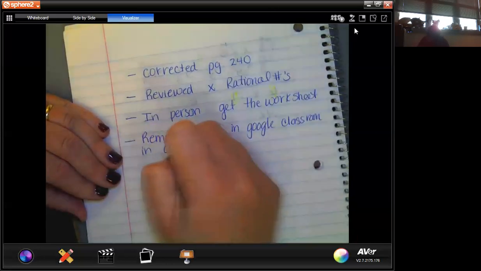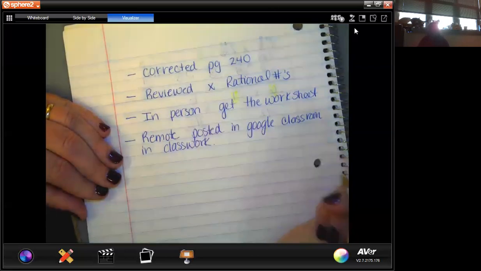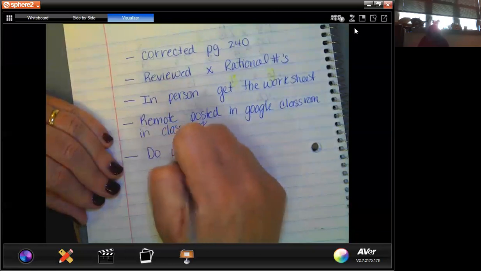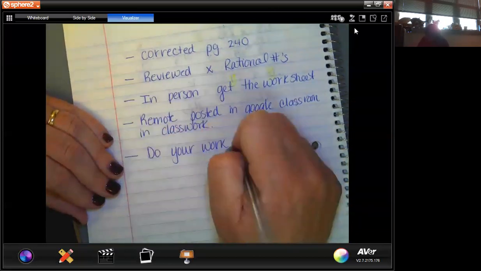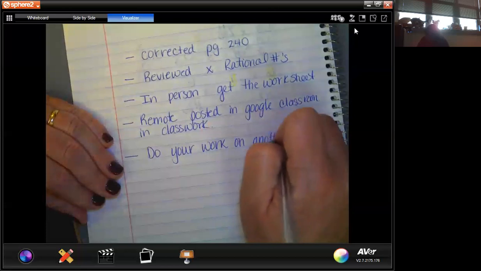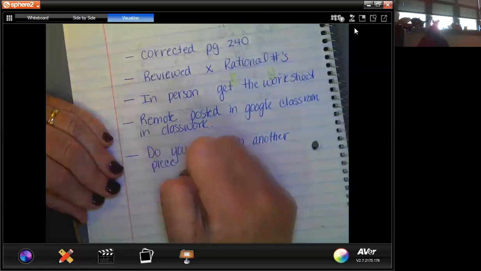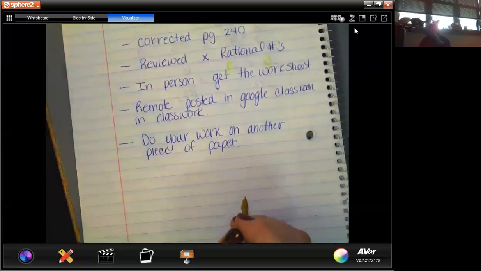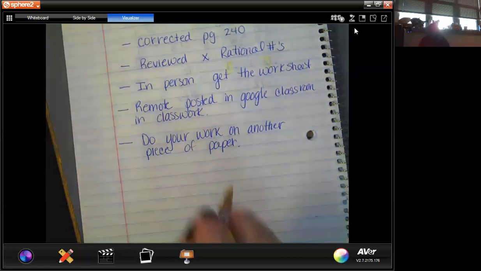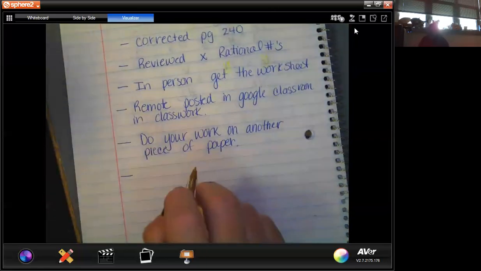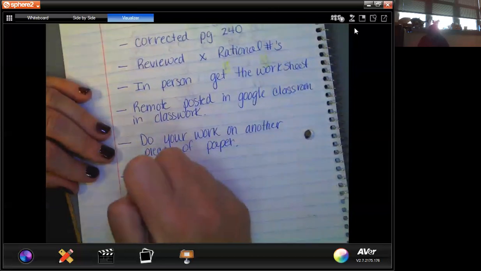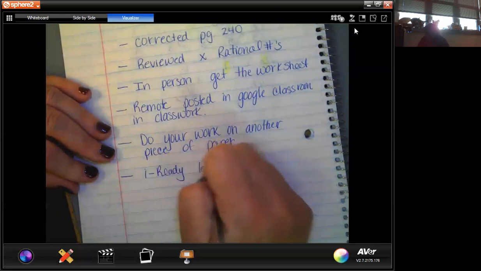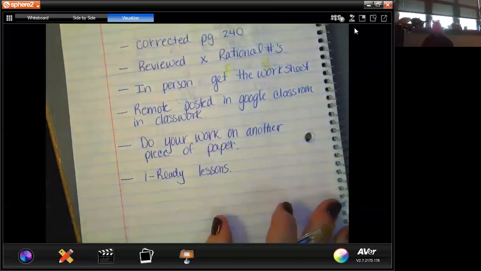No matter what, you all need to do your work on another piece of paper. If and when you finish, you are to do the iReady lessons if you did not complete them yesterday.